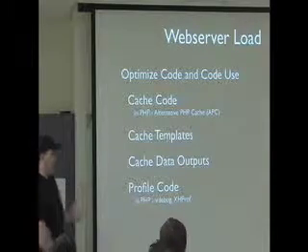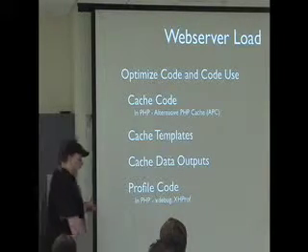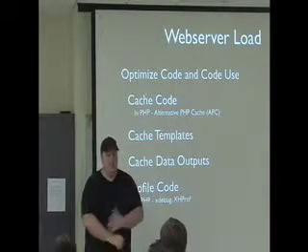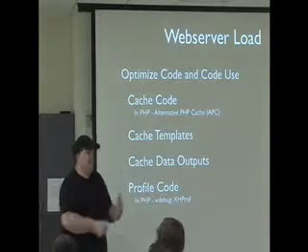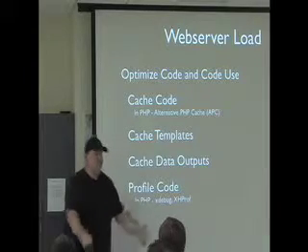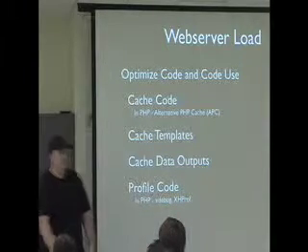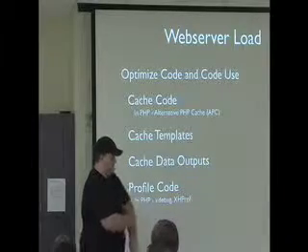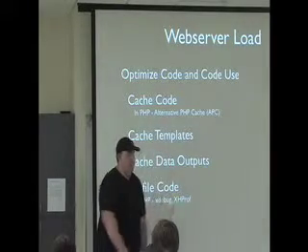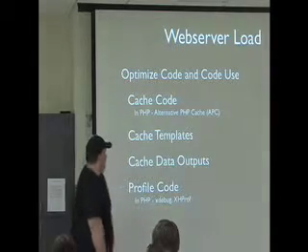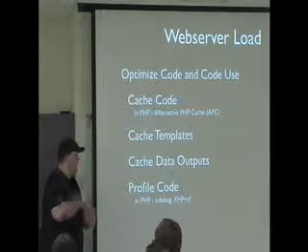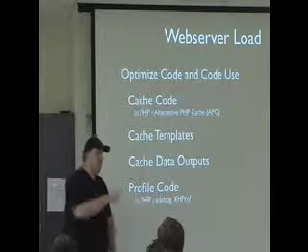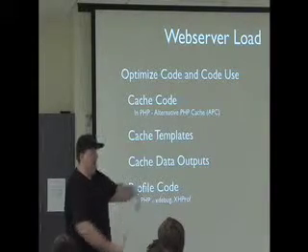Caching data outputs. Let's say you have some sort of calculation you do on your web server, and it just takes a long, long time. Like, let's say you have to sum up the total GPA of 1 million students or something like that. What you can do is do that, and then cache it in Memcache, and then subsequent requests you only have to go to Memcache instead of doing that whole calculation.